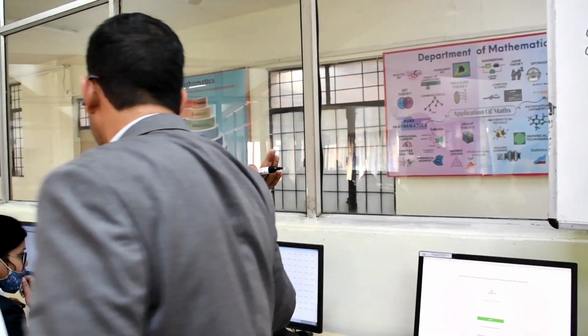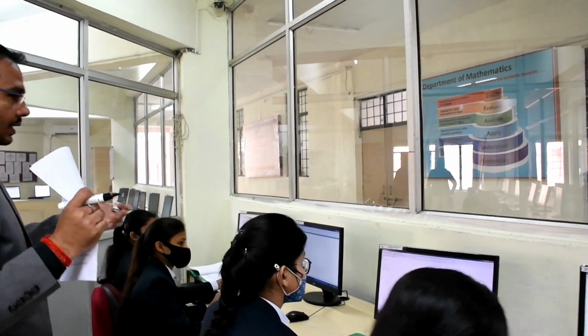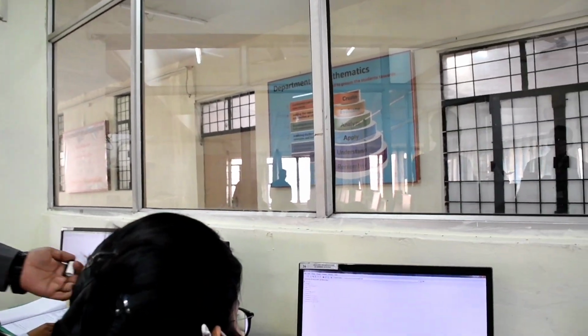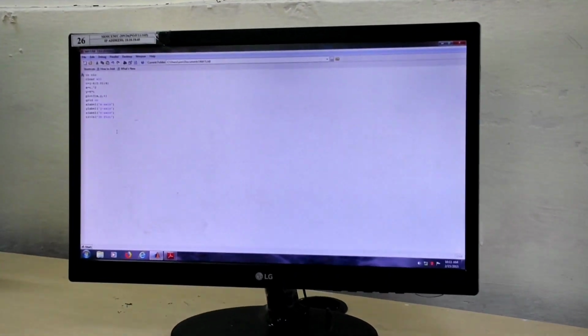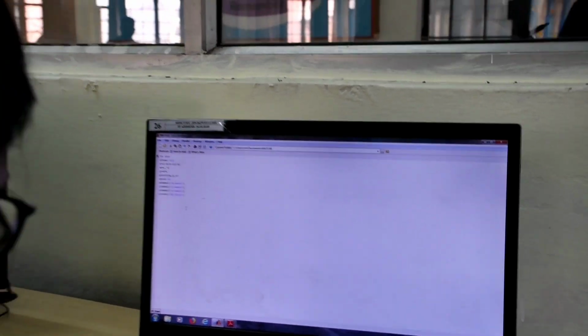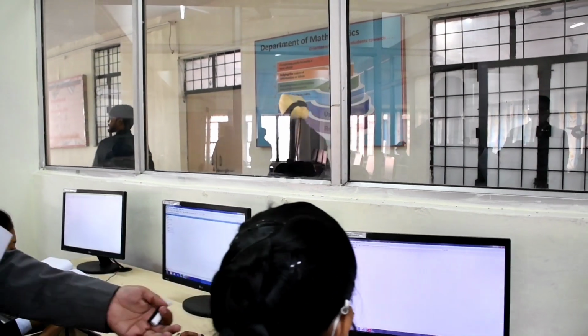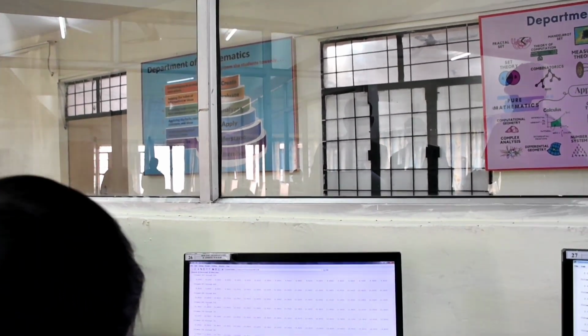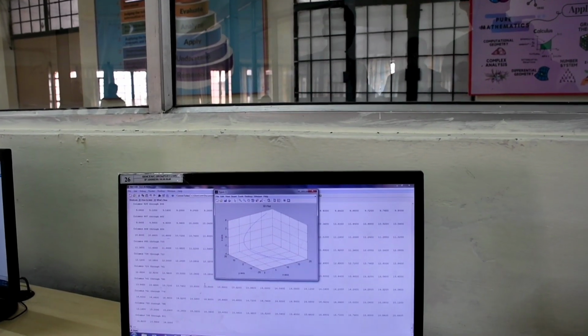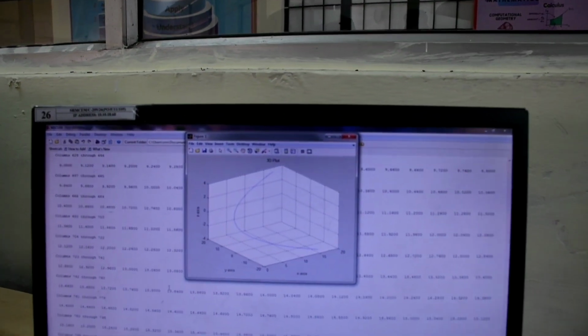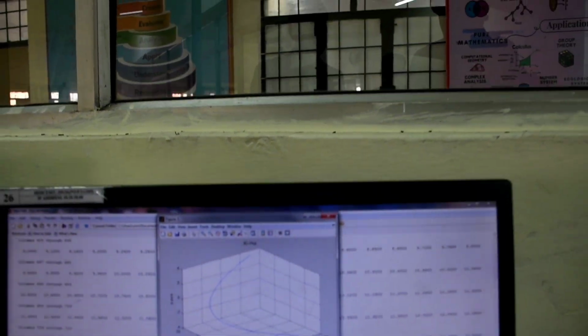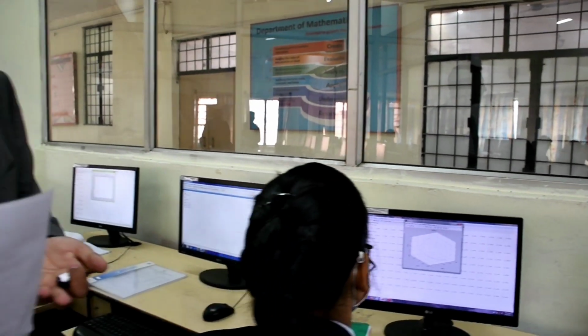And these statements are being typed by students in Notepad. After being executed, the plot is shown. Can you please let me show the plot? Yes. Ultimately, the result is obtained, and the 3D plot of the signal is done.